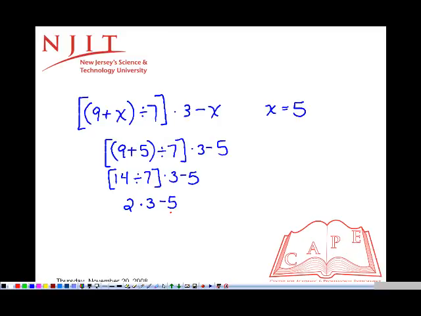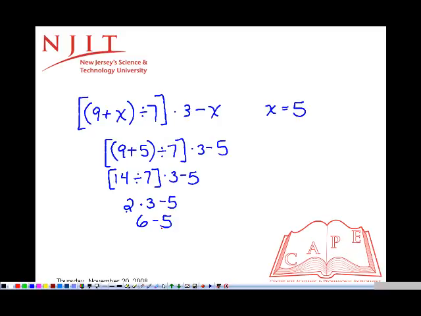Now the next rule of thumb is after you do all the parentheses, the next is either multiplication or division. So here we actually have a multiplication of 2 times 3. 2 times 3 is 6. And all we're left with is minus 5.